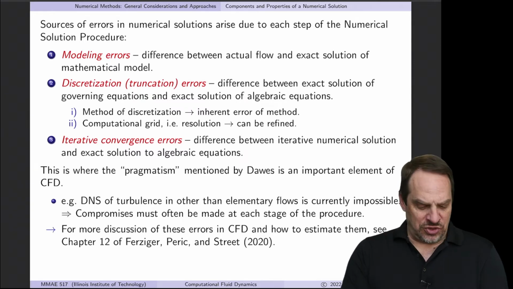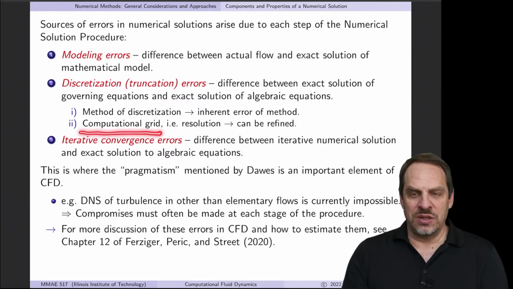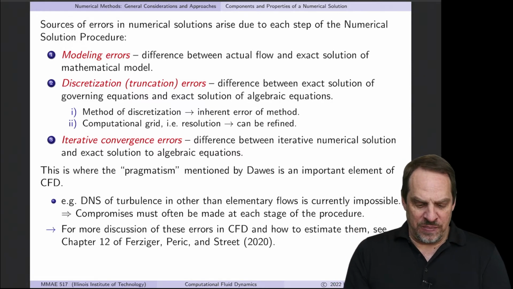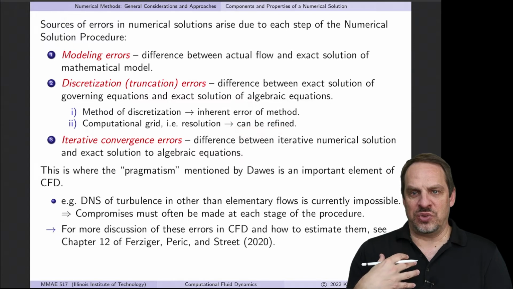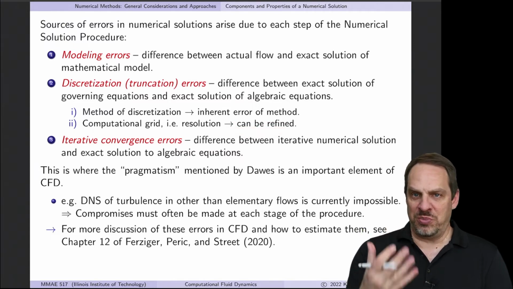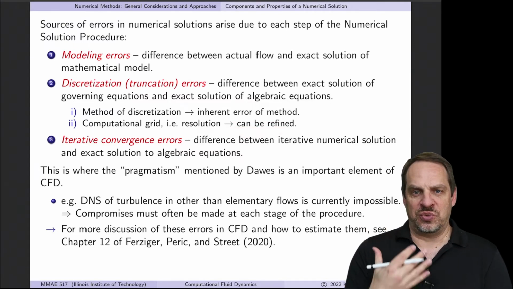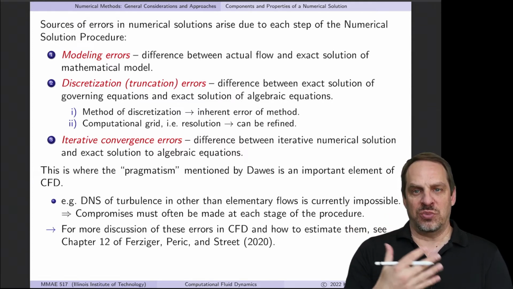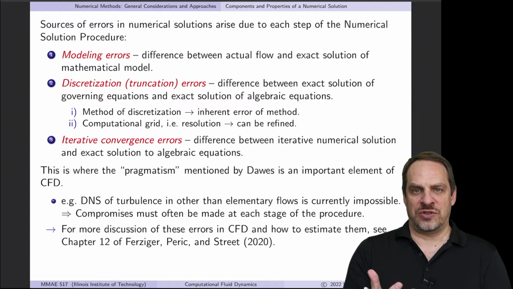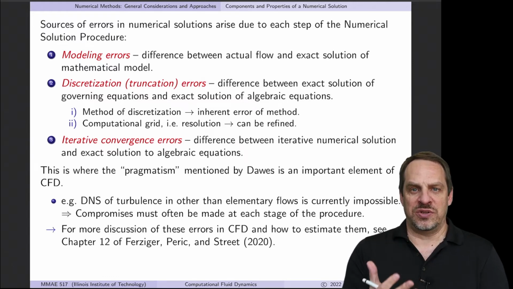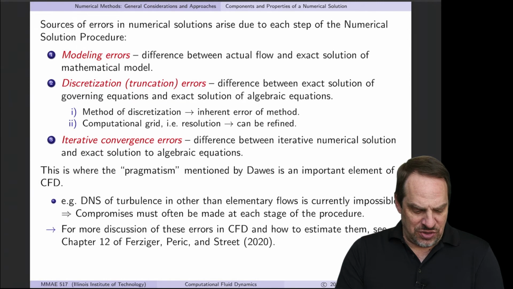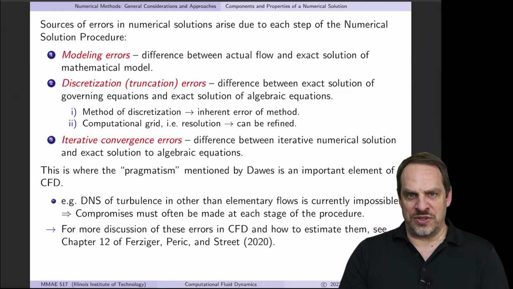We're also going to choose a computational grid with a particular resolution on which we're going to get the solution. This can be refined. That's a choice that we make: how many grid points, where we put them, how much resolution we provide. But obviously, the better resolved it is, the more unknowns we have, and the larger the system of linear algebraic equations necessary to solve, and it'll take longer to do so. So there's those two contributions to the discretization error.